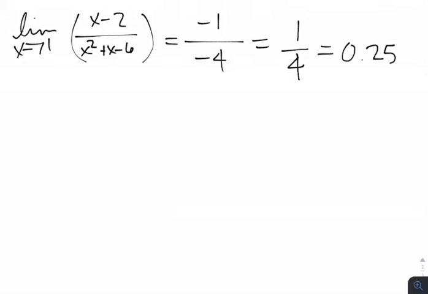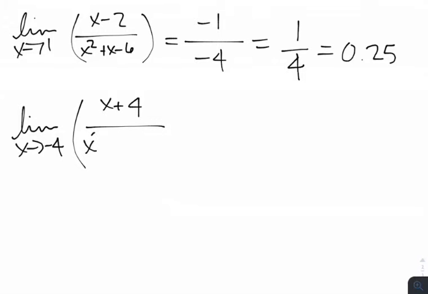Let's go to one that has slightly bigger numbers. So we have the limit as x approaches -4 of x plus 4 over x squared plus 9x plus 20. So let's just plug in the numbers. It's just doing the normal plug and chug. We have -4 plus 4, and that's going to be 0.